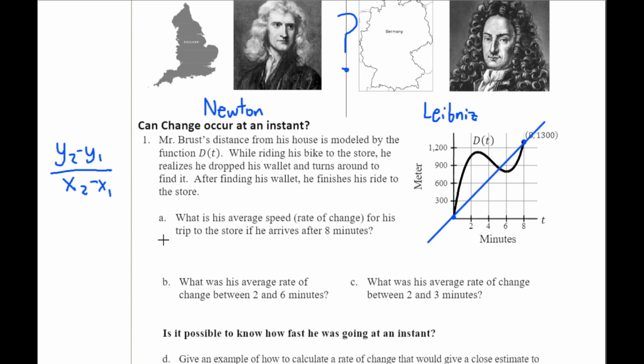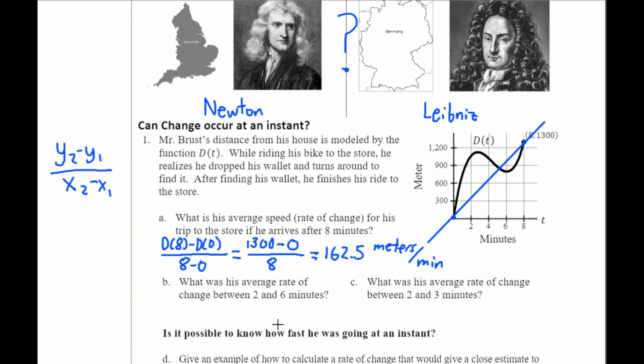So to find the slope of this line, we just do d of 8 minus d of 0 all over 8 minus 0. And that's equal to, well, when t is equal to 8, d of 8 is 1,300. When t is 0, he's 0 meters away from his house, and then 8 minus 0 minutes on the bottom is just 8. And if we put this into the calculator, we get 162.5 meters per minute. That is the full calculation here.